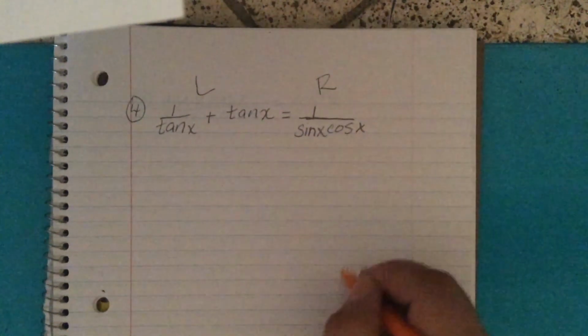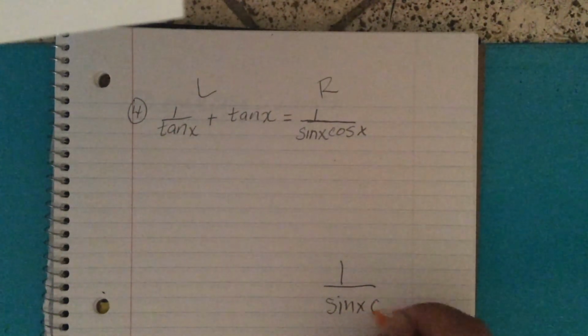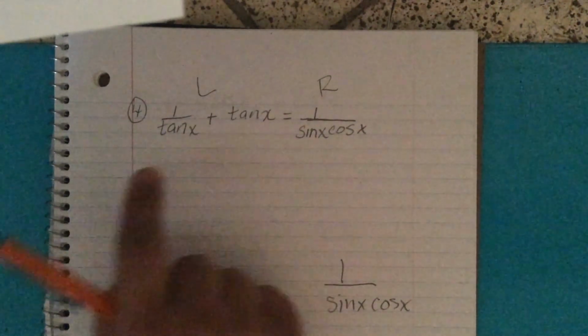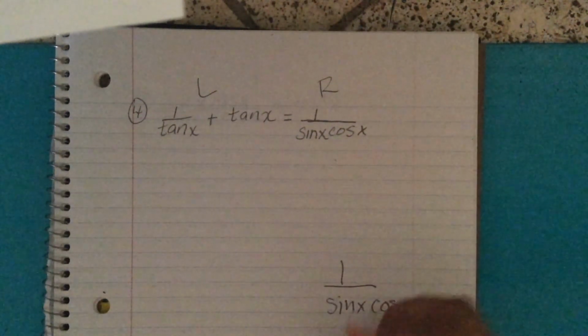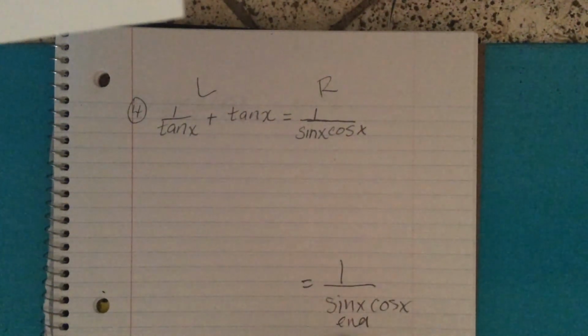So again, this is my left and this is my right. So my right, that's what I want to end up with, 1 over the sine of x cosine of x. So I want to end up with that. Okay, just remember that this is what you want to end with. You want to end with this.